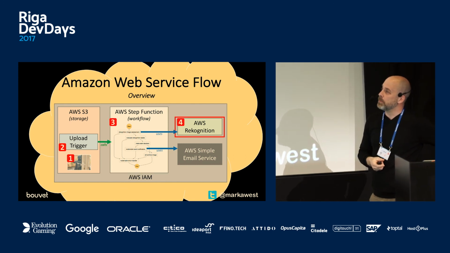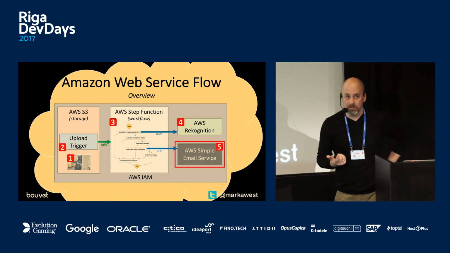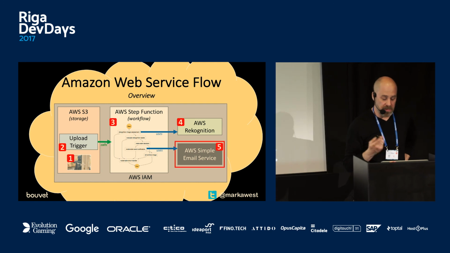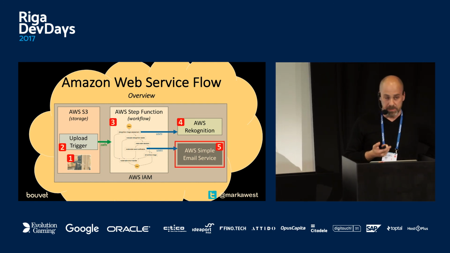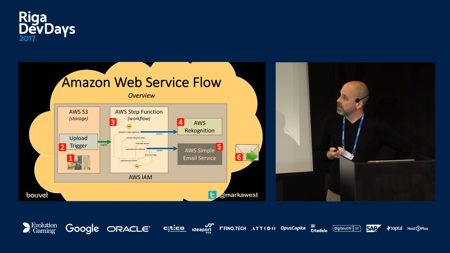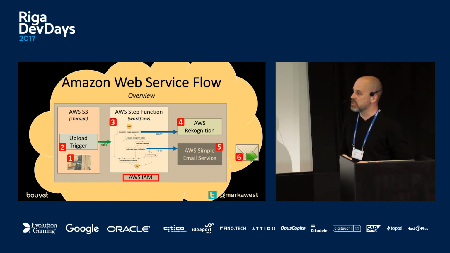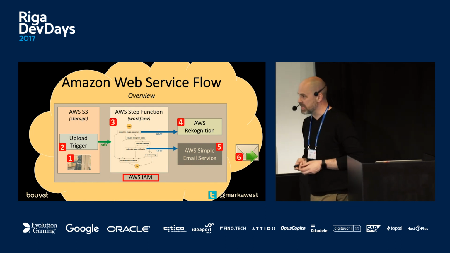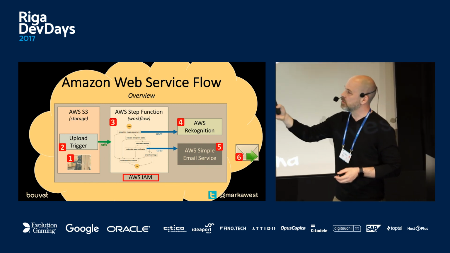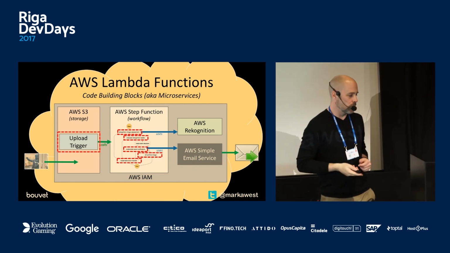The workflow is implemented as a step function. The step function does two things. It calls Rekognition, and then if the picture contains a person, it sends me an email using the Amazon Web Services Simple Email Service. And finally, all of these components are distributed. They're not in the same container, so there needs to be some kind of security between them. So we use Amazon Web Services Identity and Access Management to implement role-based security, so these components can only call the APIs in each other that they need to call.